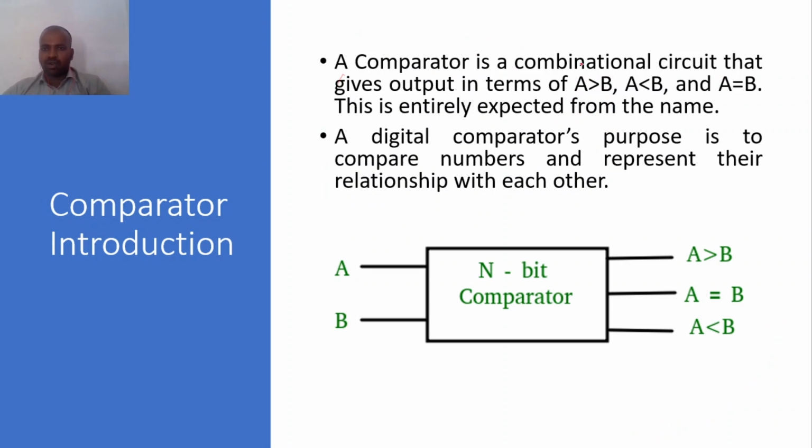A comparator is a combinational circuit that gives output in terms of A greater than B, A less than B, and A equal to B. A digital comparator's purpose is to compare numbers and represent their relationship with each other. Have a look at this. This is the block diagram of a comparator: two inputs A and B, and three outputs, A greater than B, A equal to B, and A less than B.